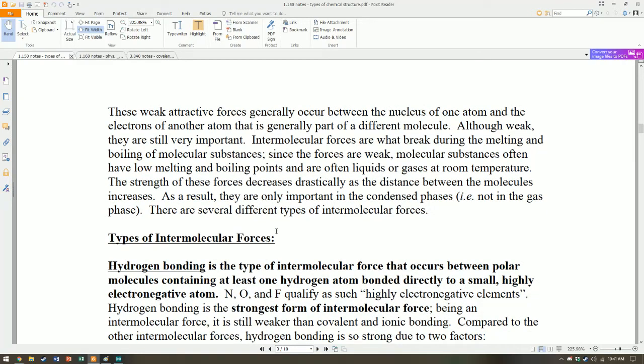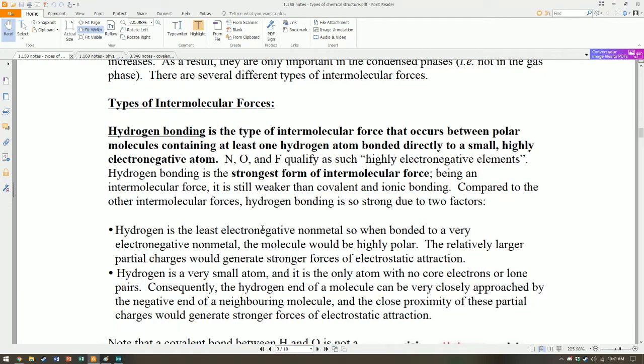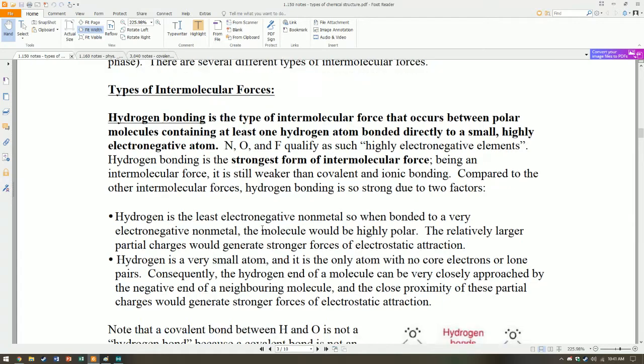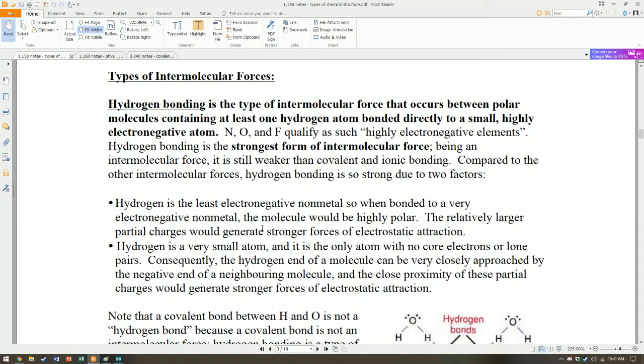Now, these weak forces of attraction generally occur between the nucleus of one atom and the electrons of another atom that is generally part of a different molecule. Although they're weak, they are very important. We're going to go from strongest to weakest in terms of intermolecular force types. The strongest is a hydrogen bond, which is the type of intermolecular force that occurs between polar molecules that contain a hydrogen attached to a small, highly electronegative atom, which essentially translates to nitrogen, oxygen, fluorine, which classifies highly electronegative elements. Hydrogen bonding is the strongest intermolecular force. Essentially, you can just think of this as a very, very strong dipole-dipole force, which we will get to in a moment.